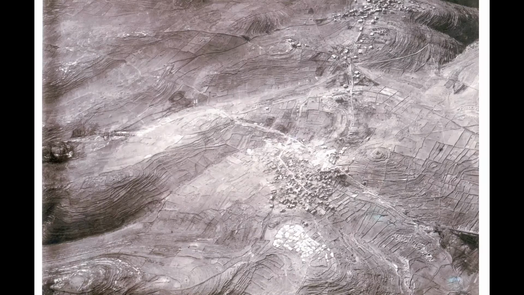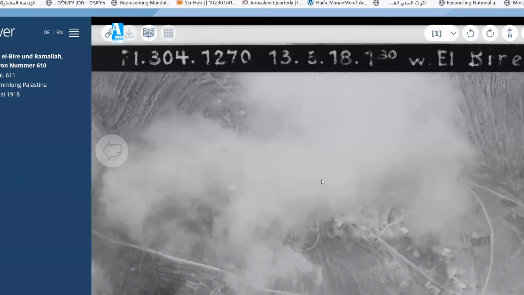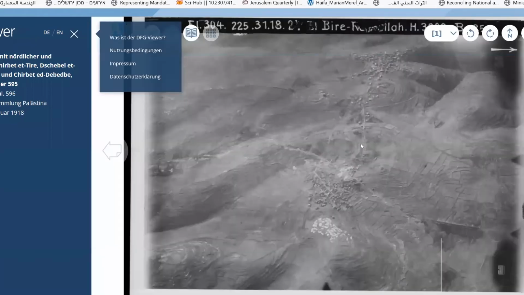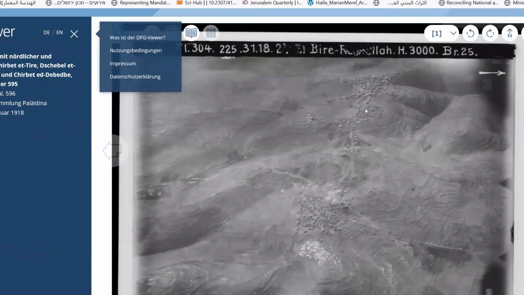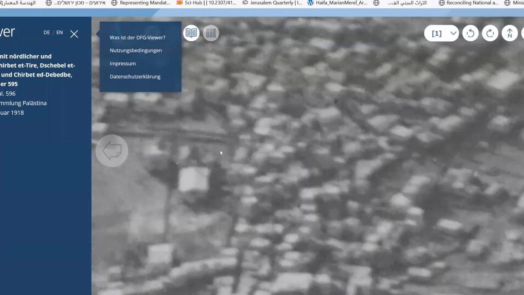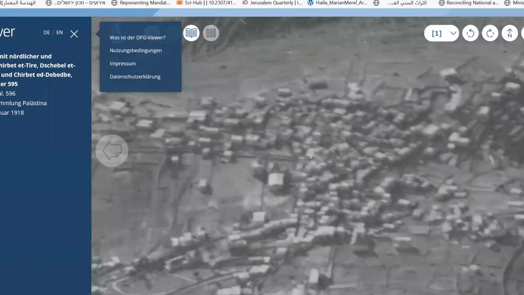So I will jump over and see a detail for this one. This is the same photo, but because it's in high resolution, I really like to dig deep inside it and do most of the analysis on this one. So again, this is the historic fabric of Ramallah. Again, this is the church I told you about, and this is the monastery beside it.